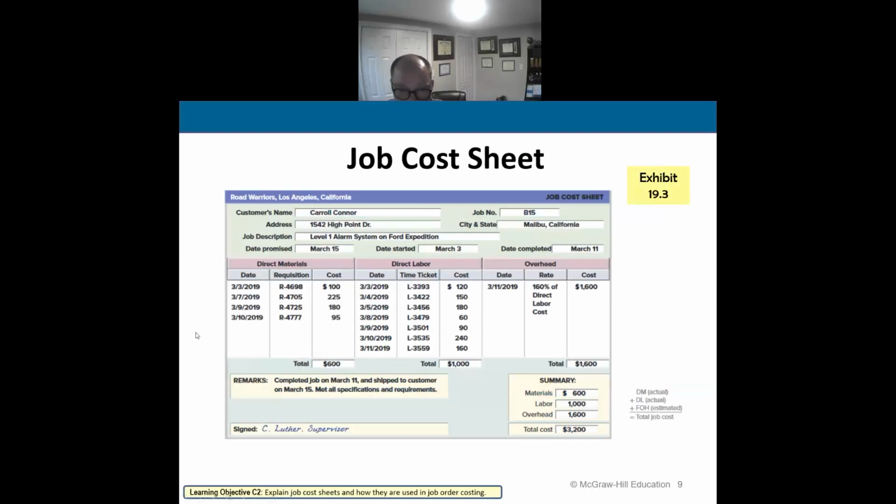So here's an example of a job order cost sheet. I've got the customer's name, their address, the job description, date promised, date started, date completed, where it's going, and the job order number. Job order number is very important because we get a lot of different jobs. So here's how it looks. I have direct materials, direct labor, and factory overhead.